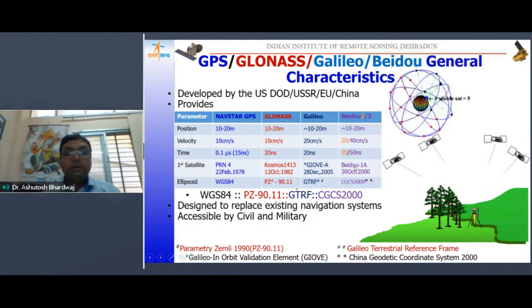Now these were the numbers of the first satellites in each of the series. The ellipsoid used for NAVSTAR GPS is WGS84. For GLONASS, the parameter is PZ-90, and for Galileo, it is the Galileo Terrestrial Reference Frame. For the Chinese system, it is the China Geodetic Coordinate System.